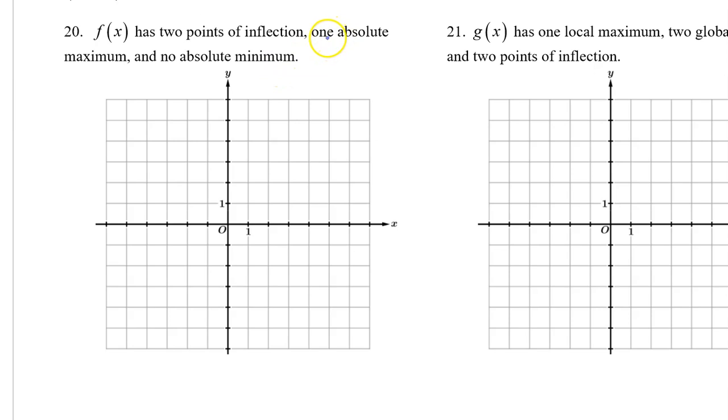If we want one absolute max and no absolute min, that means the overall outline of this thing has to be something like this. So the way I have it drawn right now, we have one absolute max and no absolute min. It goes down forever. I did throw one point of inflection in here, or did I throw in two?